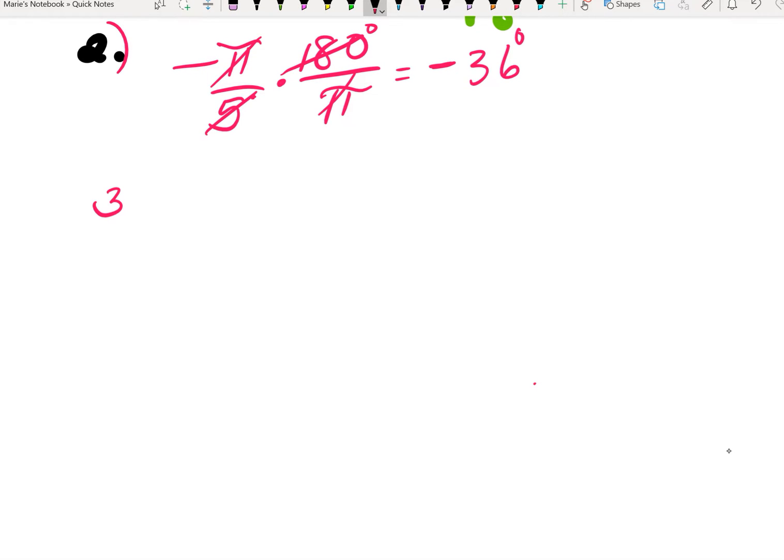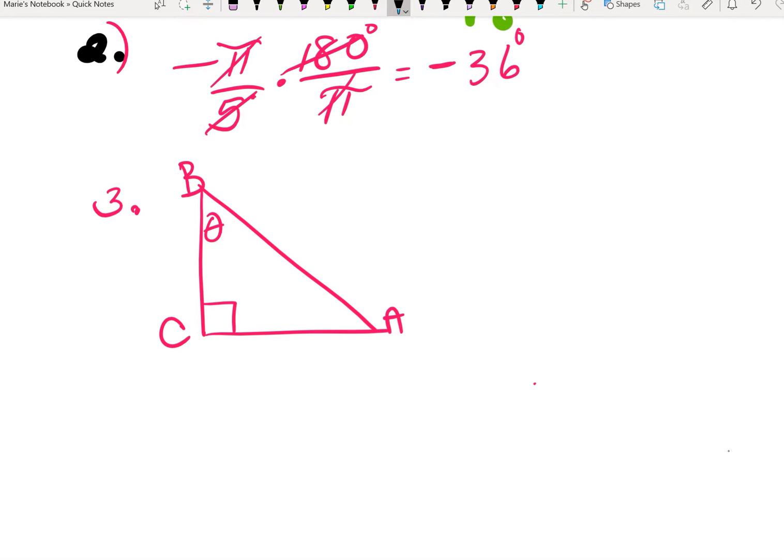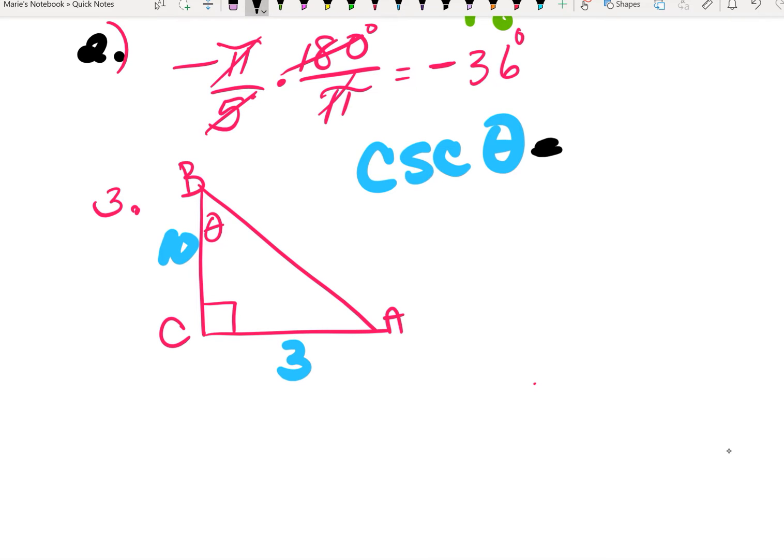In question 3, you basically use the Pythagorean theorem to find the length of the missing side. Here's what they're giving you. They're giving you a triangle. We have theta at the top, 90 degrees here, and this is triangle ABC. We know this side is 10, and we know that this side over here is 3. They want cosecant of theta. Cosecant of theta is basically the inverse of sine theta, so 1 over sine theta.